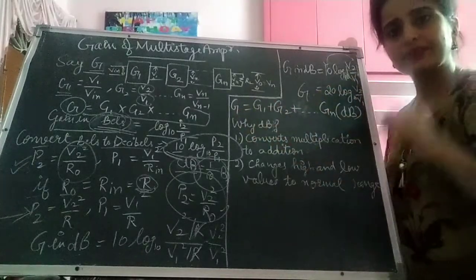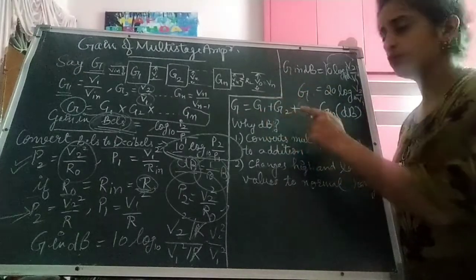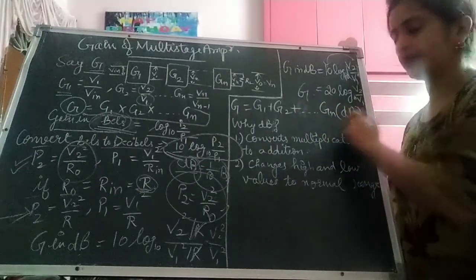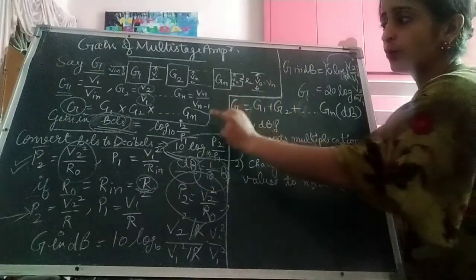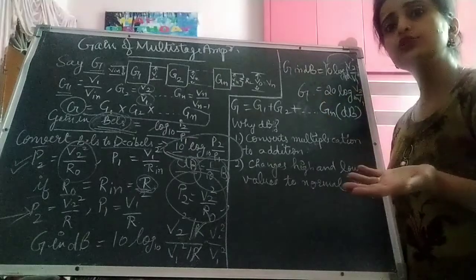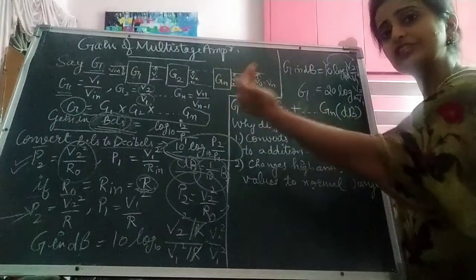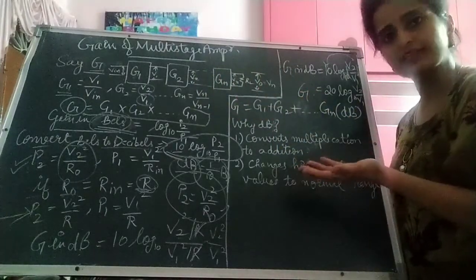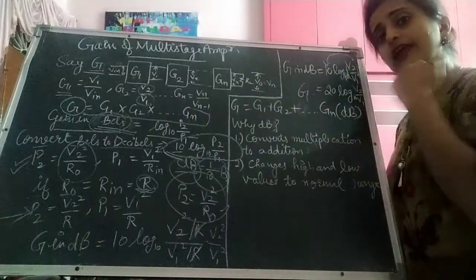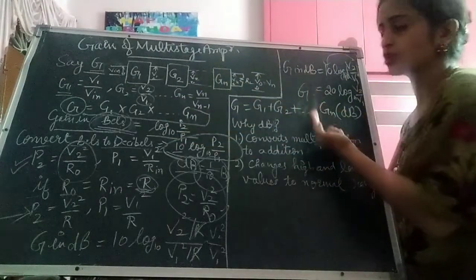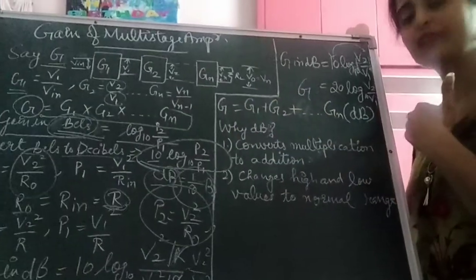So the total gain, the overall gain in dBs, is equal to G1 plus G2 plus so on up to Gn, that is in dBs. Here we can see the difference between the two. When we were calculating the gain in a normal manner, it was the product of all the gains of the different stages connected in the multi-stage amplifier. But now when we have calculated the gain in dBs, it has converted the multiplication into addition, and the overall gain has become G1 plus G2 plus so on up to Gn.